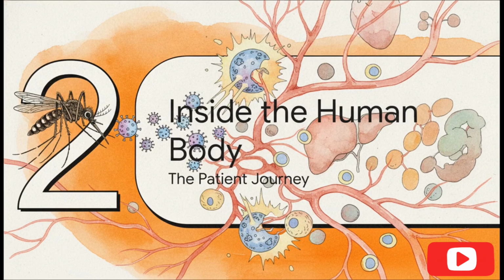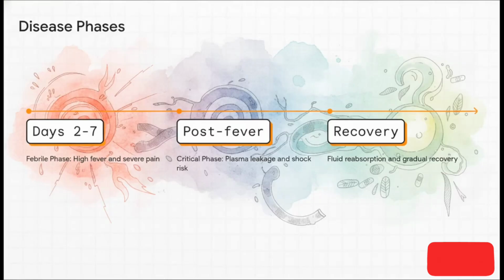Moving right along to Section 2, inside the human body, the patient journey. Every healthcare provider treating dengue is basically watching a specific chronological timeline. The patient journey is divided into 3 very distinct clinical stages. First up is the febrile phase, which lasts about 2 to 7 days. Next comes the critical phase, and finally, the recovery phase. Now, understanding this timeline isn't just some academic exercise. It dictates exactly how a patient is going to be medically managed.